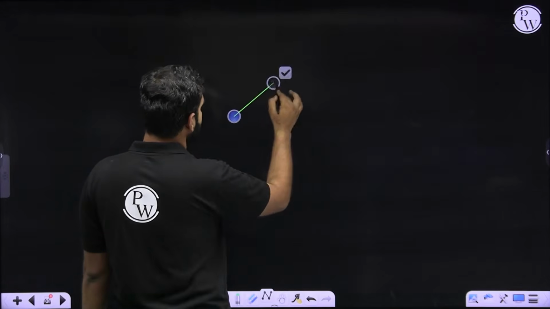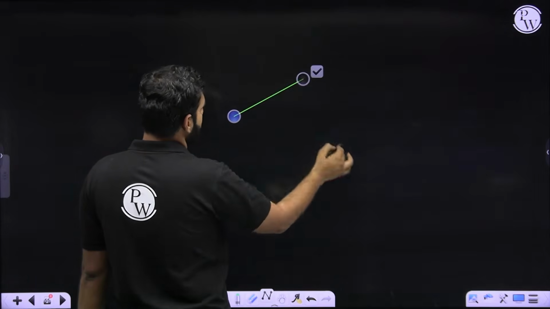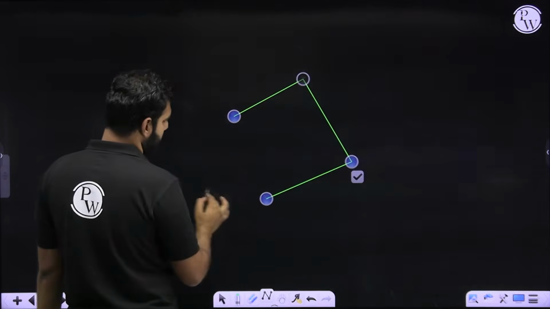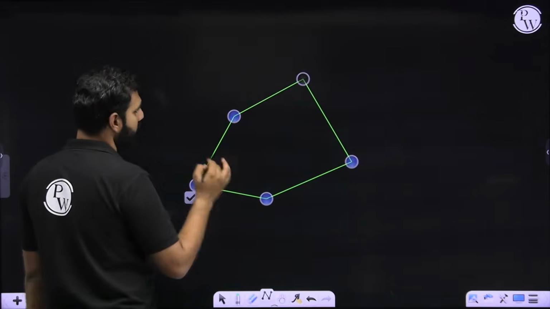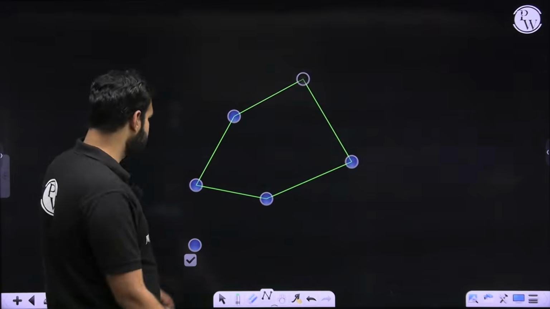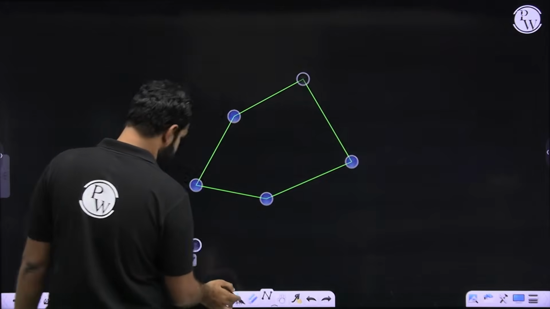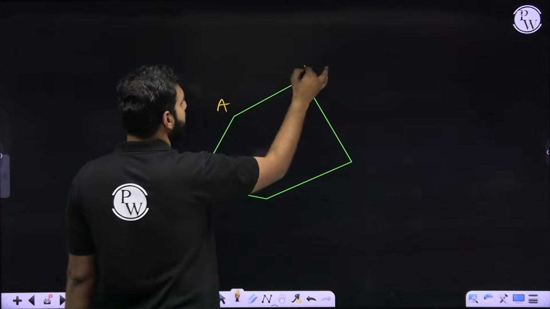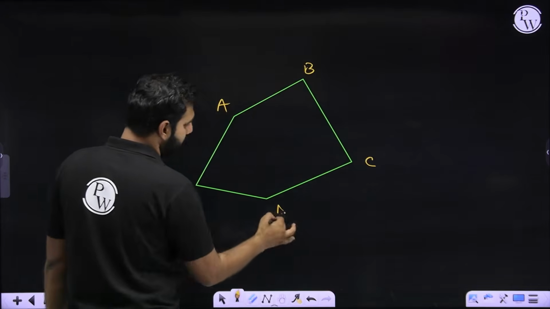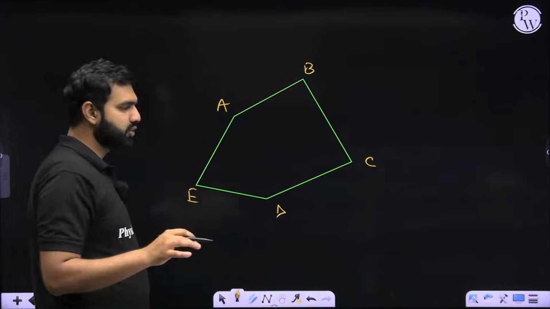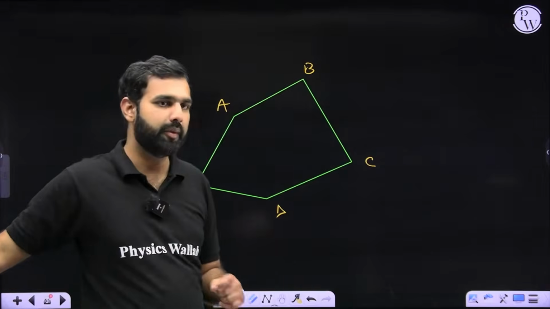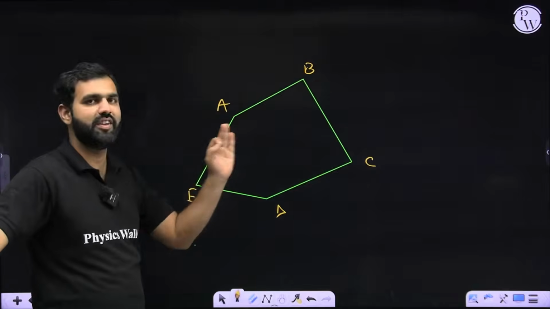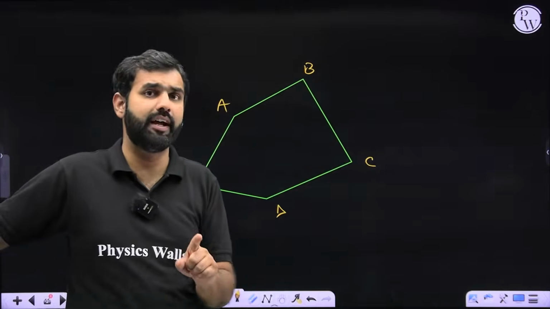So let's say I have a polygon like this. So this is the polygon, a pentagon basically. So this pentagon has some vertices. Let's call it A, B, C, D, and E. Now just ensure that you are following the cyclicity. What do I mean by cyclicity? You stay either clockwise or anti-clockwise. So with whichever vertex you wish to begin with that vertex.